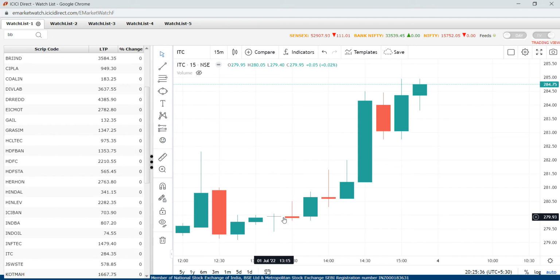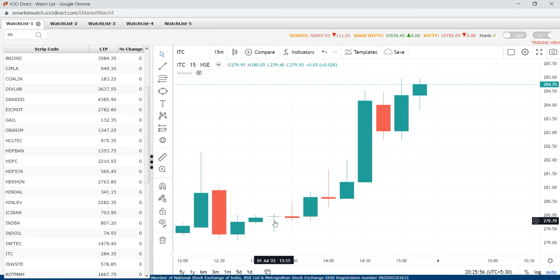So let's understand first a bullish reversal pattern. Today we are talking about the morning star. The morning star is one of the bullish reversal patterns, and this particular pattern is a three candle pattern.